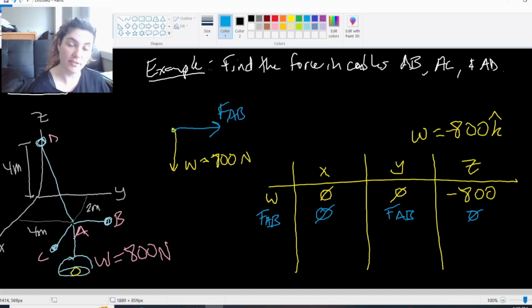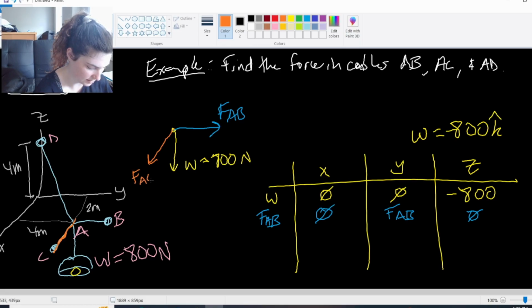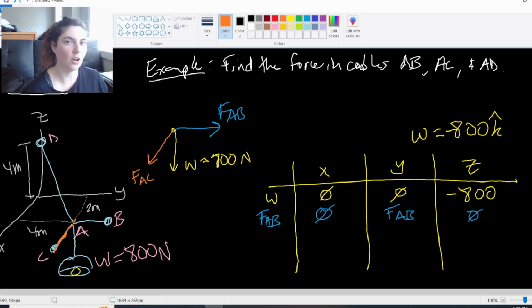What else do I have? I have cable AC, which is entirely in the positive X direction, right? If I draw this cable here in orange, it goes out this way in the positive X direction, FAC. Again, you could call it just FC if you wanted to. You could call it FB, FC, FD.